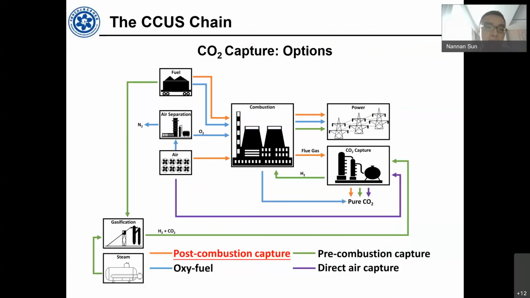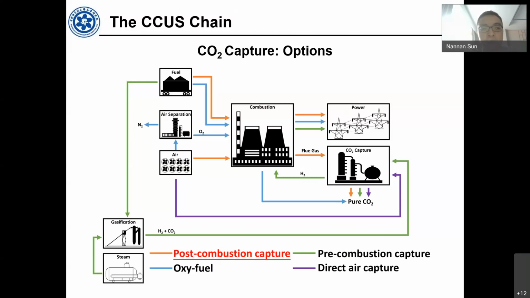So the first step is we capture CO2. There are some options we can do. First, for example, we can do post-combustion capture. That means we can burn the fuels firstly, and we capture the generated CO2. Or we can do pre-combustion capture. That is, we convert the fuel firstly to hydrogen, and during this process, the CO2 will be generated, and we capture that CO2 because that CO2 is relatively of higher concentration.